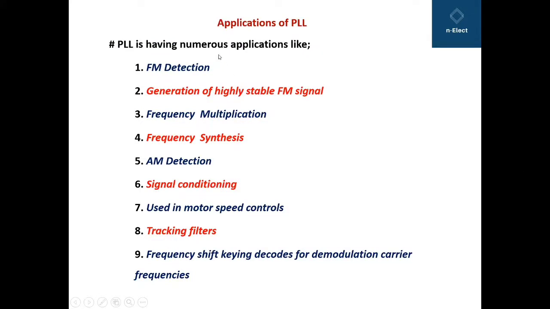Some important applications of PLL: it is used in numerous applications, but the main or prominent applications of phase lock loop are FM detection, generation of highly stable FM signal, frequency multiplication, frequency synthesis, AM detection, signal conditioning, use in motor speed controls, tracking filters, frequency shift keying, and decoders for demodulation of carrier frequencies.